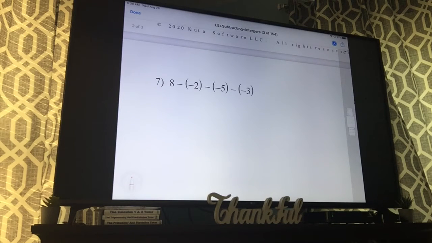Okay, negative 8 minus negative 2 minus negative 5 minus negative 3. Here's what I will tell you. As you go through here, go through first and do all the minuses first. So make them all, the ones that are right next to each other, make them all positives. Okay, so it's really 8 plus 2 plus 5 plus 3. So 8 plus 2 is going to give you 10. And then we got plus 5 plus 3. Okay, 10 plus 5 is 15 plus 3. So 15 plus 3 is 18.